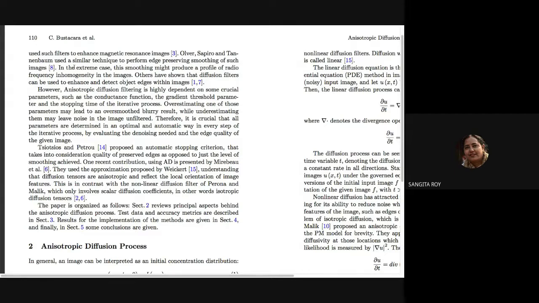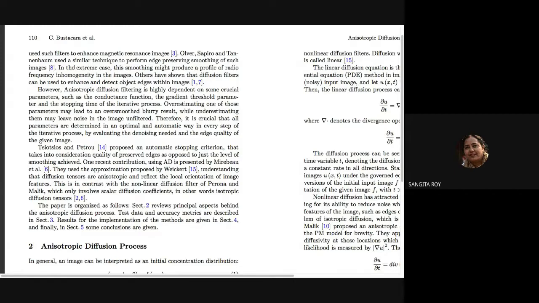However, anisotropic diffusion filtering is highly dependent on some crucial parameters such as the conductance function, the gradient threshold parameter, and the stopping time of the iterative process. Overestimating one of those parameters may lead to an oversmoothed, blurry result, while underestimating them may leave noise in the image unfiltered.